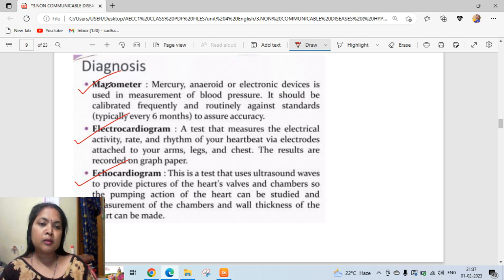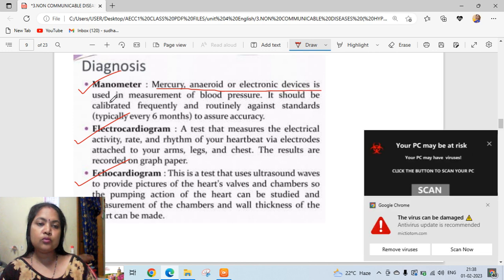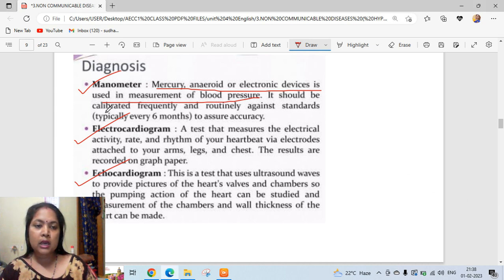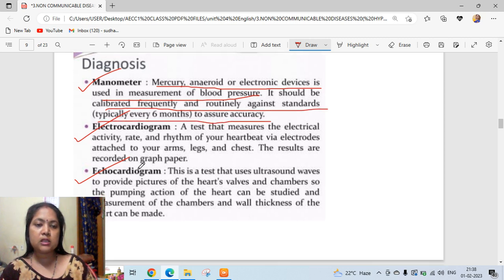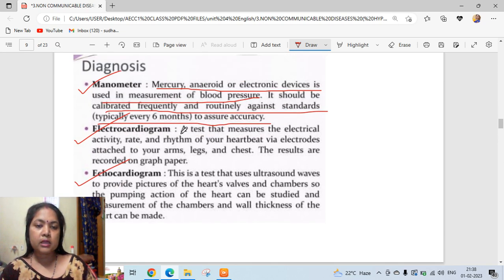So the manometer, mercury, aneroid or electronic devices, is used in measurement of blood pressure. So it should be calibrated frequently and routinely against standards, typically every 6 months, to assure accuracy. Then electrocardiogram, a test that measures the electrical activity, rate and rhythm of your heartbeat via electrodes attached to your arms, legs and chest. The results are recorded on graph paper.